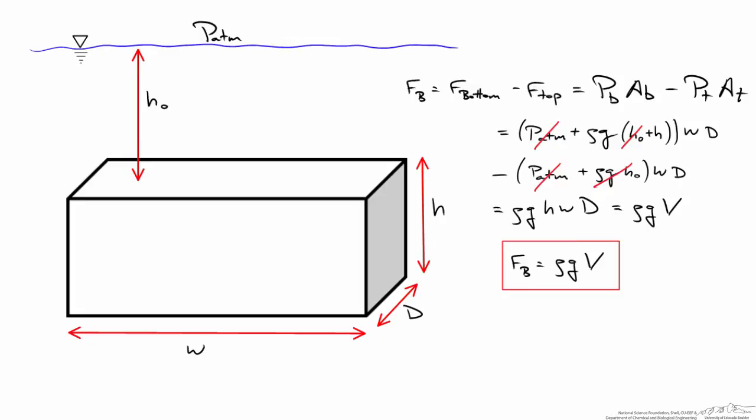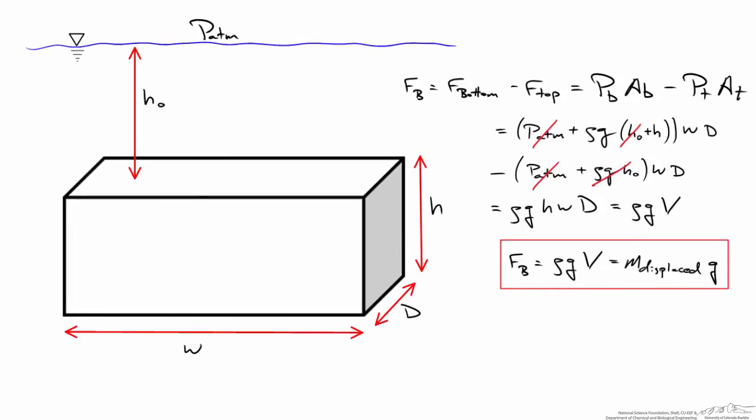And this is better known as Archimedes' principle, in which the force of buoyancy is equal to the weight of the water displaced by the object. If I wrote that mathematically, the density of the water displaced multiplied by the volume of the object is simply equal to the mass of the water displaced times gravity, which is the force of buoyancy.